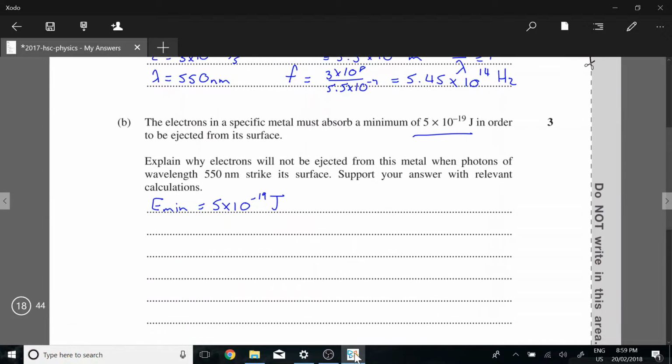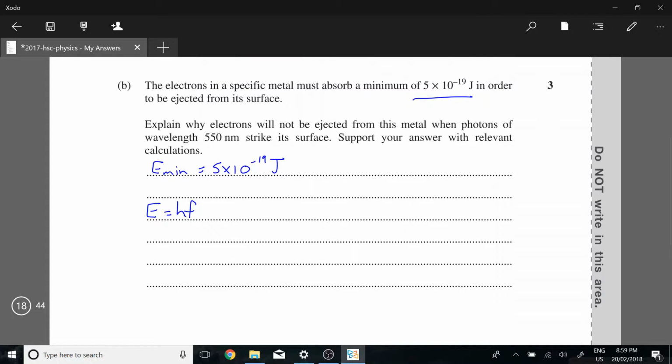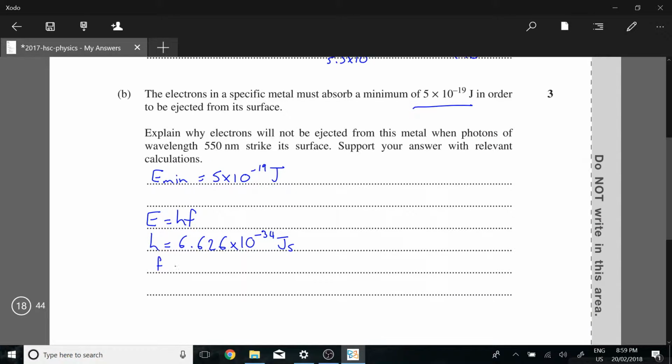Okay, so E equals hf is the formula we need to use. And that says the energy of a photon is equal to Planck's constant h multiplied by the frequency of that photon, measured in hertz. And this will give an energy in joules. So h, which we can find in the data sheet as Planck's constant, is 6.626 times 10 to the minus 34 joule seconds. We already know the frequency is 5.45 times 10 to the 14 hertz.